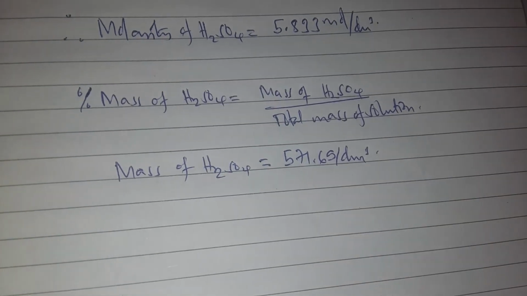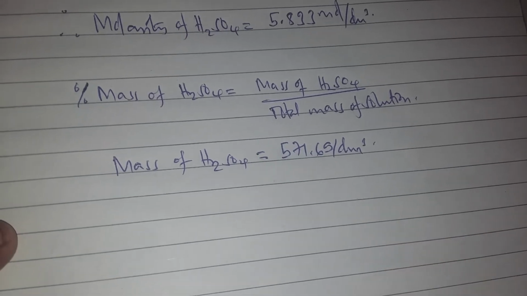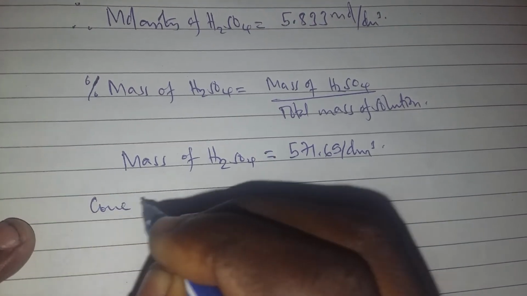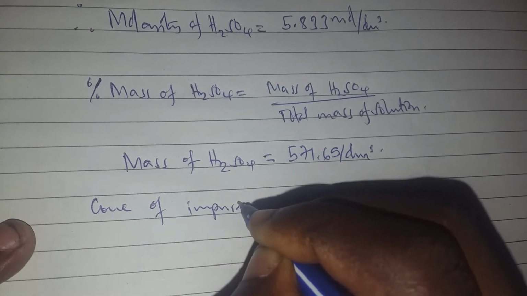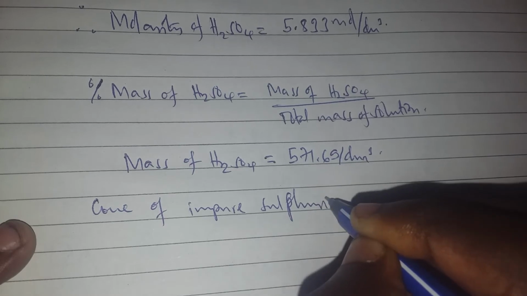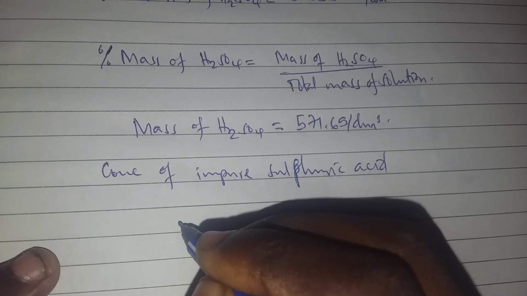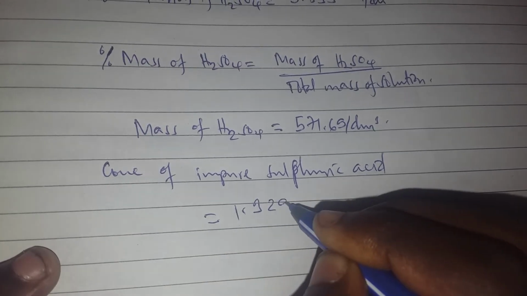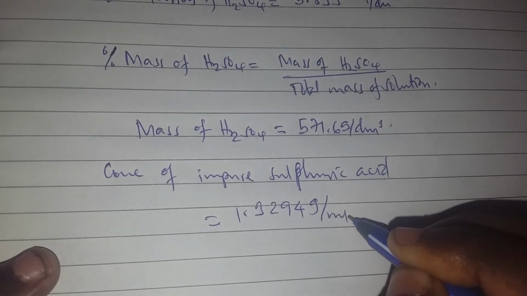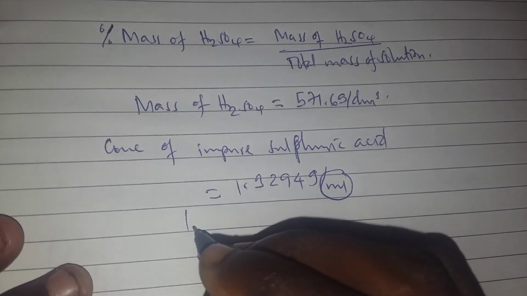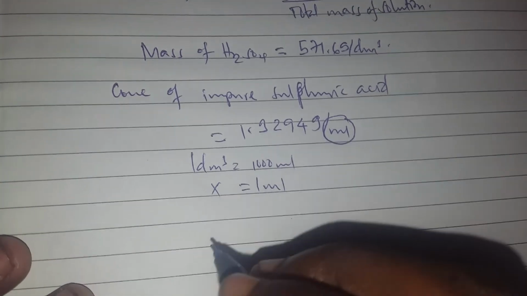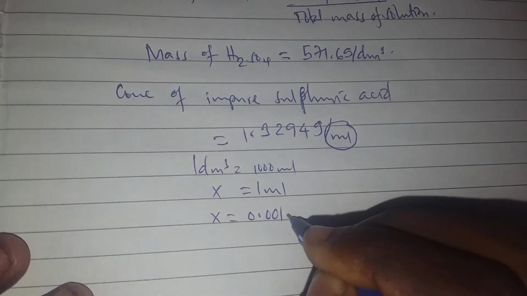But we don't know what the total mass is. How will we get the total mass? Again, I told you that this is the concentration of pure sulfuric acid. Now we need to calculate the concentration of impure sulfuric acid. So the concentration of impure sulfuric acid will be equal to what? The density was given, so we convert to dm cube. That will be equal to 1.3294 gram per mil, but this should be converted into dm cube. So 1 dm cube is equal to 1000 mil, and 1 mil will be equal to x. Solving for x will be equal to 0.001 dm cube.